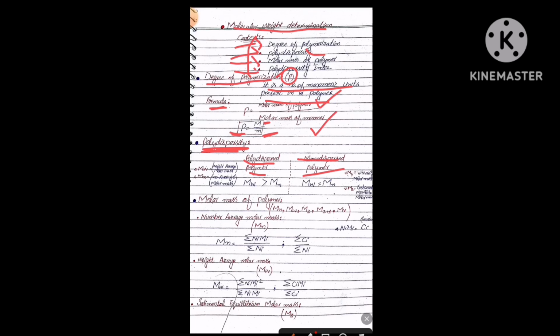A polymer in which the same type of chains are present is said to be monodispersed, and if a variety of chains are present then it is said to be a polydispersed polymer. So these are the important points from the perspective of the MCQs.